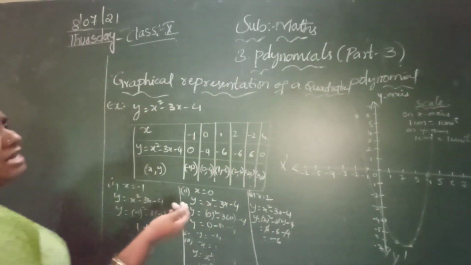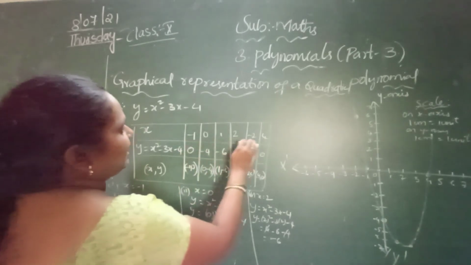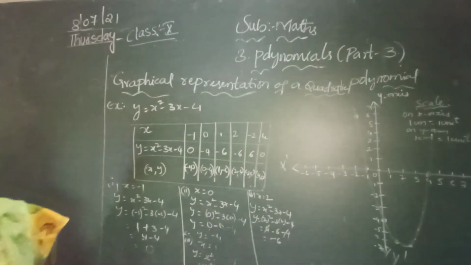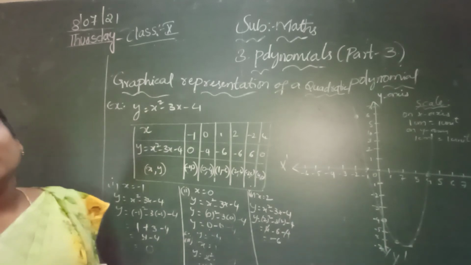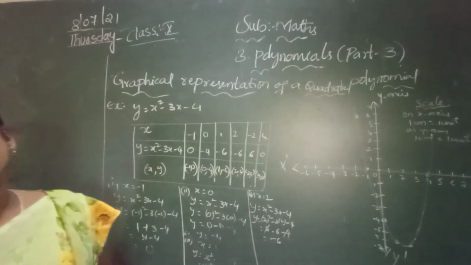You may ask the doubt, teacher, you took 6 values of x. Can I take 4? Can I take 5? Can I take 10? That is based on you. You have to take at least 4 to 5 values to draw the quadratic polynomial graph. Is it clear? This is the graph of a quadratic polynomial.